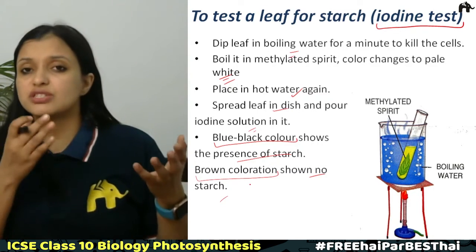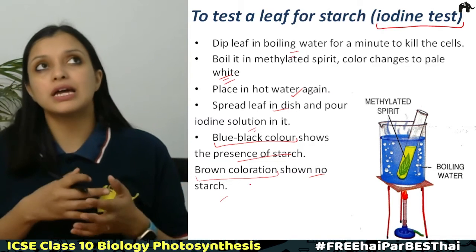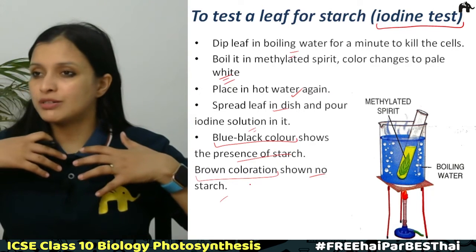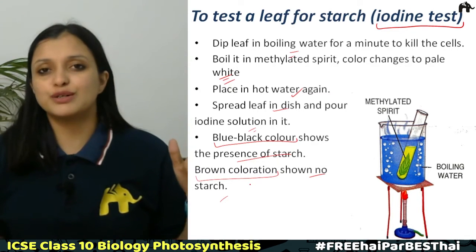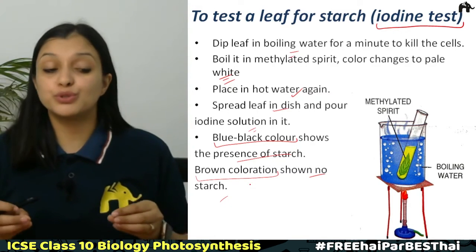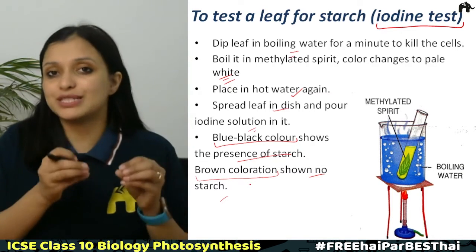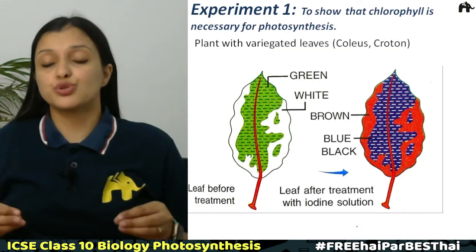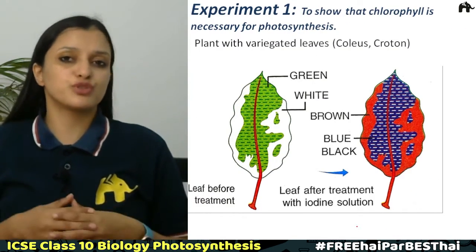So this is such a simple test to perform. Go anywhere and perform a starch test on any sample, and the experiment you will do is this iodine test only. Right? Now experiment 1, when we need to show that chlorophyll is essential for photosynthesis.